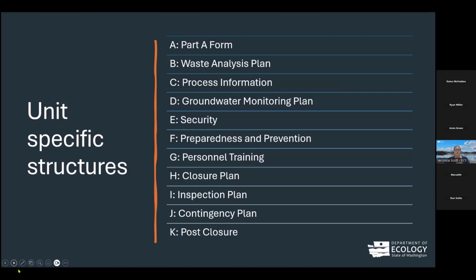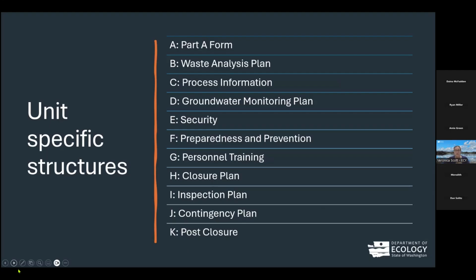So just to kind of walk through a little bit of some of the information you might encounter in these, the Part A form is another good introductory start where there's information about the facility, the kind of waste that's there, who is the manager of that facility. There's often pictures and maps that are accompanied in there to give you a little bit better idea of what we're looking at.